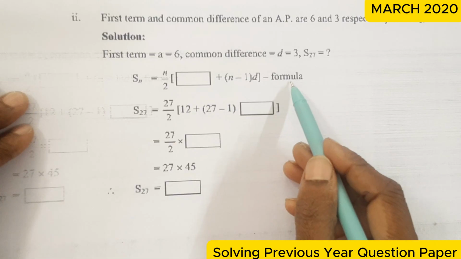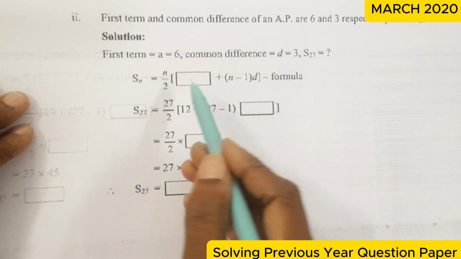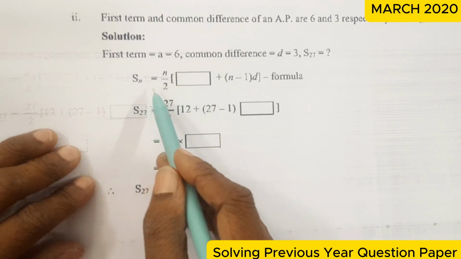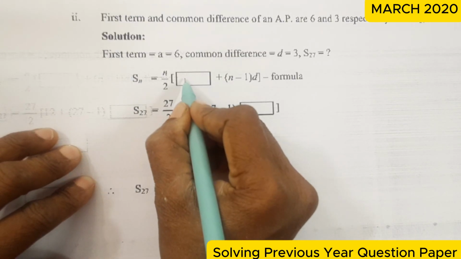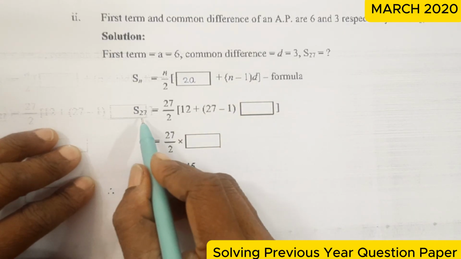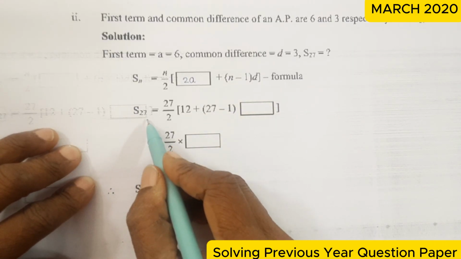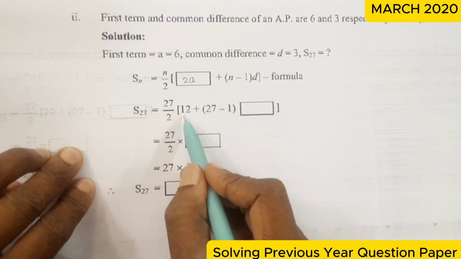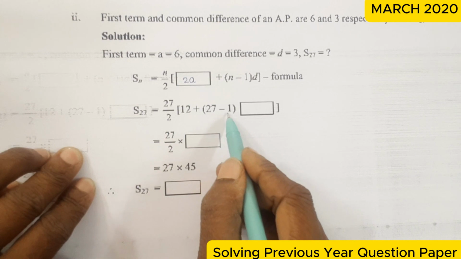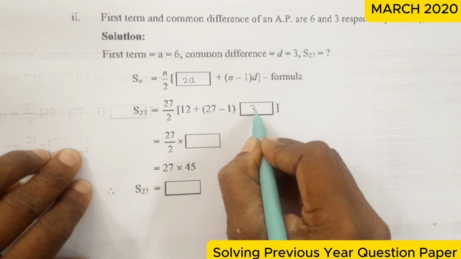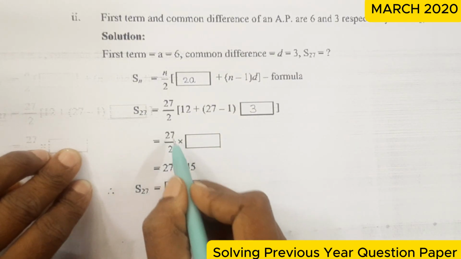Now here, students, we have to write down the formula. So what is the formula? Sn is equal to n upon 2, and here I write 2a plus (n minus 1)d. Then substitution: S27 is equal to 27 upon 2 in the bracket, 2 multiplied by 6, that means 12, plus 27 minus 1, and the value of d I put here is 3. Then 27 upon 2.